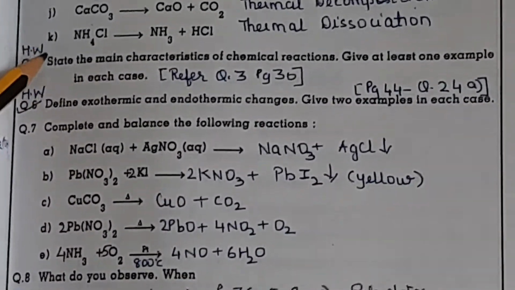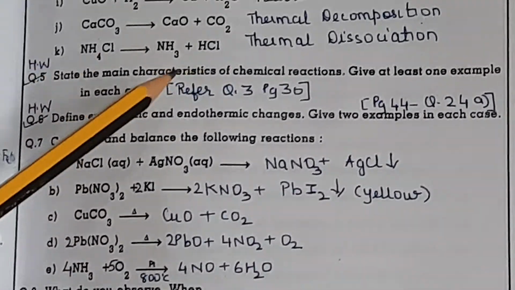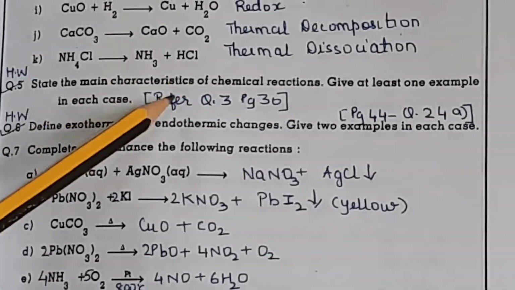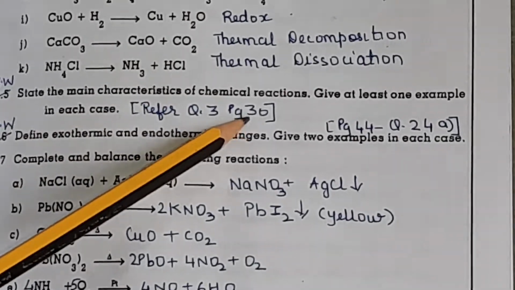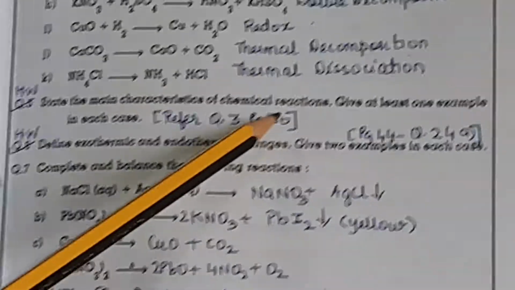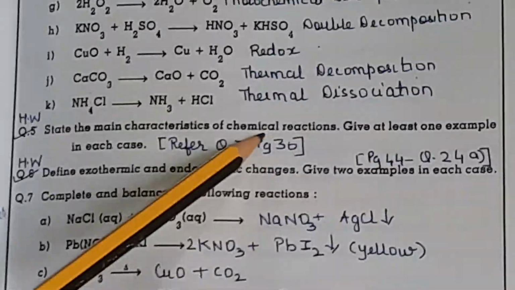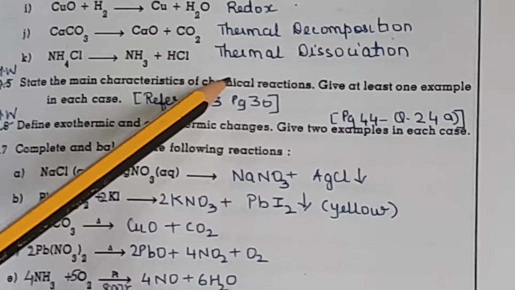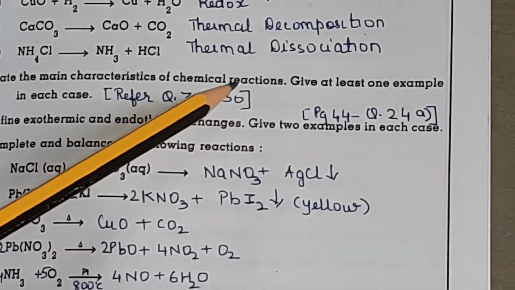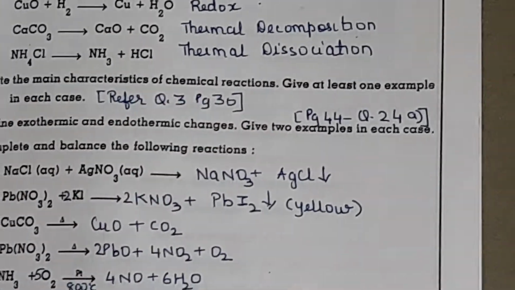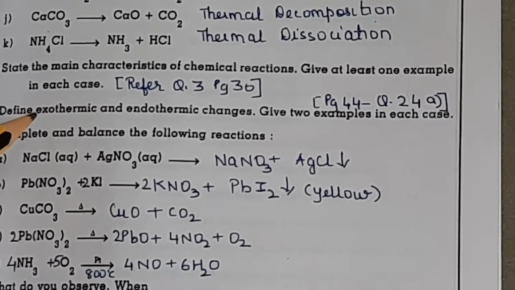Now next question is, state the main characteristics of a chemical reaction, give at least one example in each case. Now this is your homework, question 5 is homework, please mark. The answer you will find in the same textbook, question 3 page 30. So you have to write the 5 different characteristics of the reaction, that is formation of precipitate, liberation of a gas, change in color, all that, and one example for each you will write. Okay. So this question 5 and question 6 is your homework.